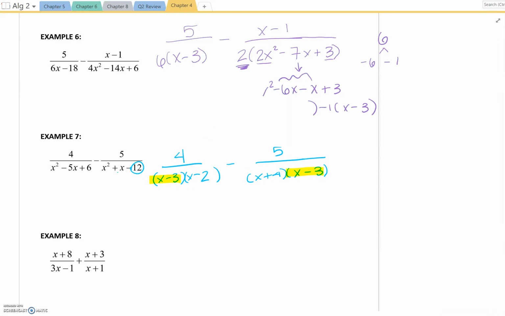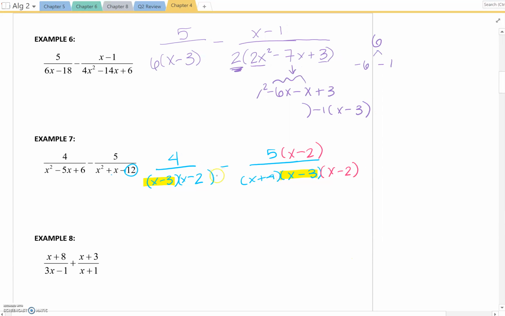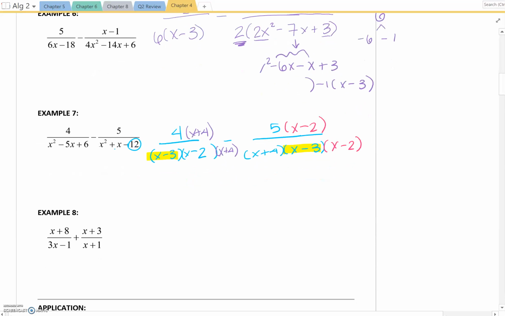Let's do the left-hand side first. The left-hand side has an x minus 2, which we have to bring over here and give to this side. The right fraction has an x plus 4, which we have to bring over here. Okay. Again, do not multiply out all these terms in the denominators. You just need to multiply out the numerators.